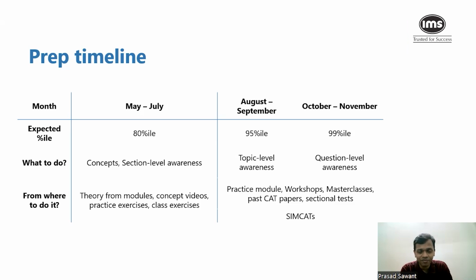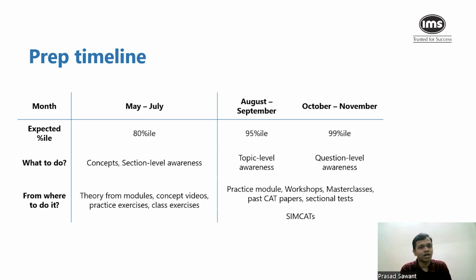Moving to August and September, now try to aim higher. Of course, aim for 95 percentile at this point of time. If it is plus or minus here and there, that's absolutely fine. But think of how you can build topic level awareness now. So rather than saying, I am not good at quant, you should be able to say, I am not good at a particular topic in quant. Where do you practice from? The practice module that you have, the workshops and the masterclasses that you will have, the past CAT papers that we talked about, and the sectional tests that you're going to have. Continue to take SIMCATs during this period as well.